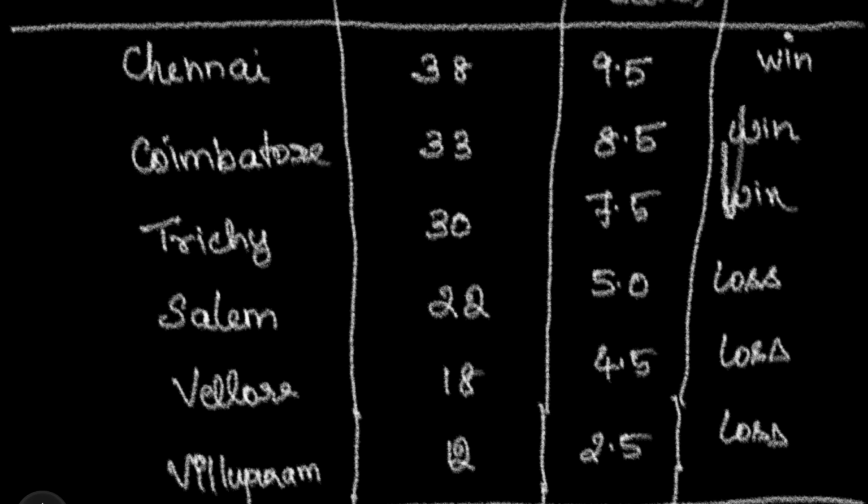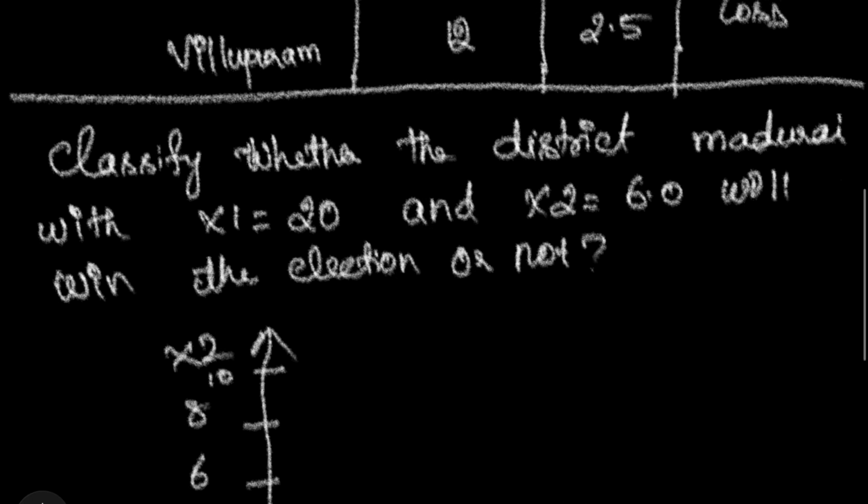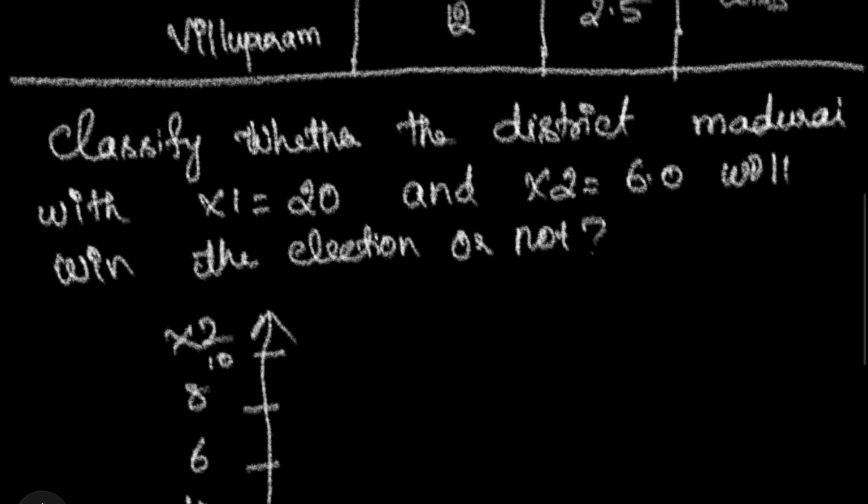Similarly, we have Salem, Vellore and Viluppuram, each having x1 and x2 values that result in loss of the election. So now the question is, we have to classify whether the district Madurai with given x1 and x2 values will win the election or not. Now we have to check whether in Madurai with the score of x1 and x2 the TVK will win the election or not. This is the question.